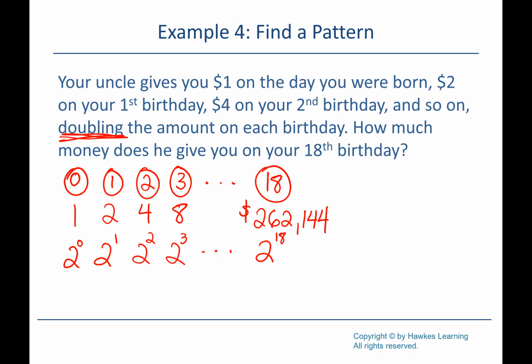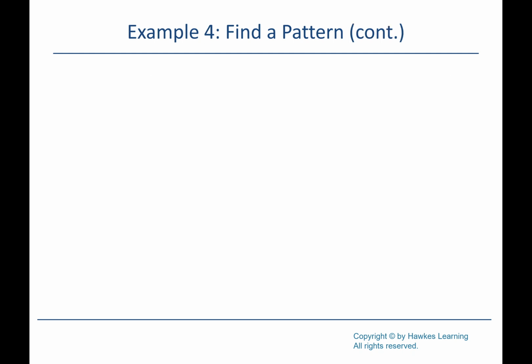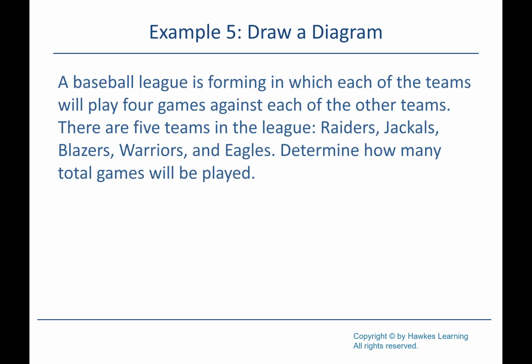Let's look at the next one here. We just got 3 more in this section. So this one and then 2 more. All right, so we've got a baseball league. It says each of the teams are going to play 4 games against each of the other teams. And we got 5 teams in the league: Raiders, Jackals, Blazers, Warriors, and Eagles. And we want to know how many total games are going to get played in the league.